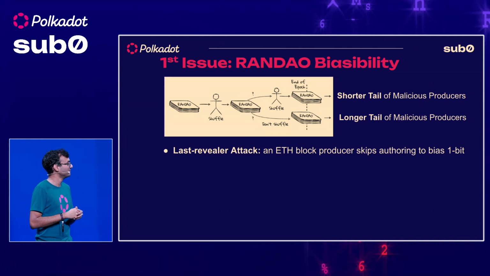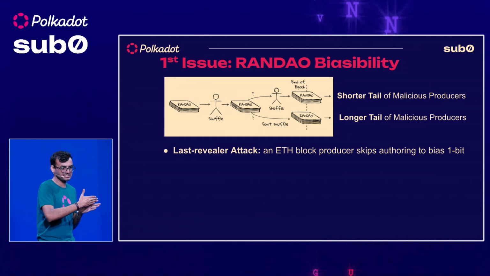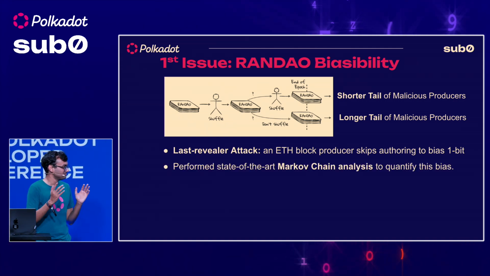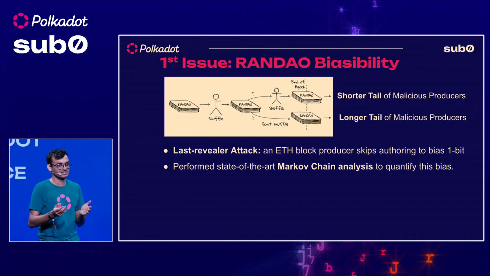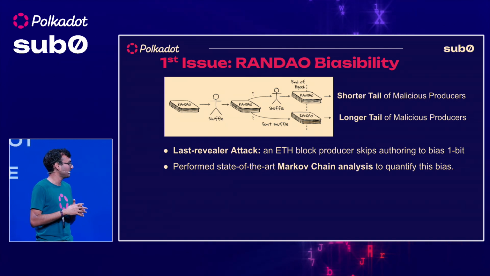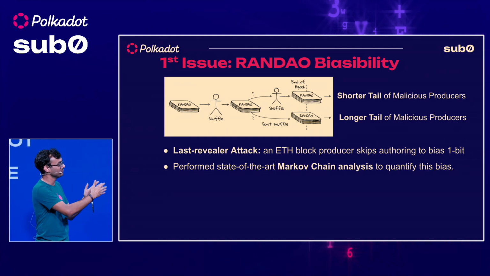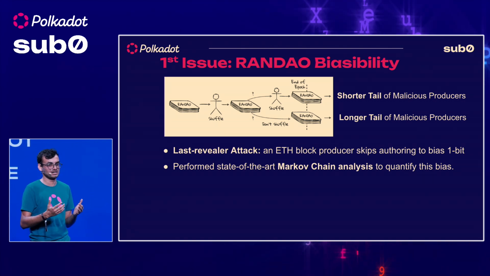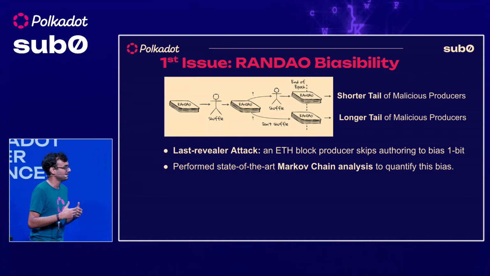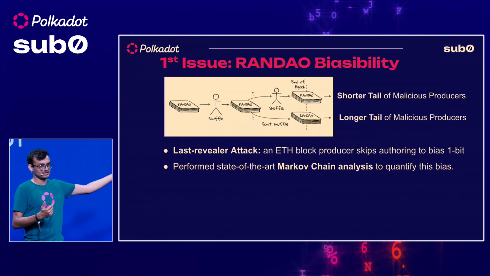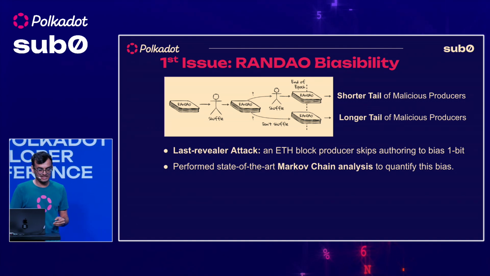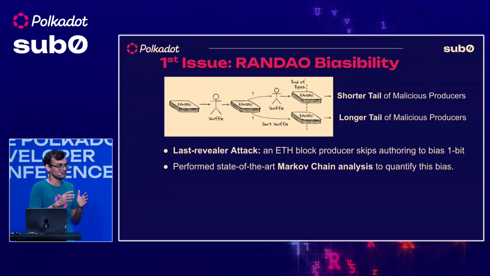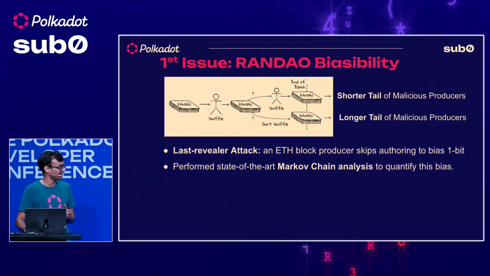And we have seen that this bias can slowly build over time. So we perform a Markov chain analysis to quantify this bias, that is, how long the tail is, basically how many bits of bias a set of malicious validators on Ethereum can create to bias the random number here. We went over and above the existing literature and found even more issues with the RANDAO process.